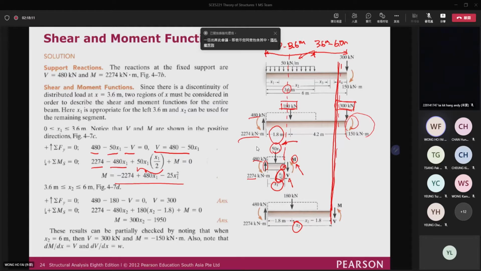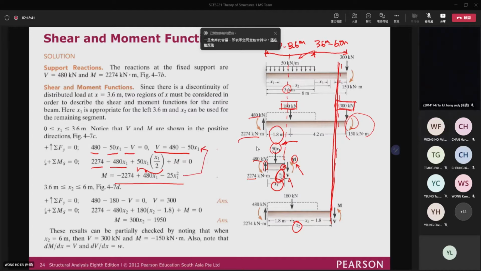It is equal to negative 2274 plus 480 x1 and then minus 25 x1 squared. Then to check the validity of the bending moment function and then the shear function, you just differentiate the moment function. By differentiating the moment function, you can get the shear function exactly the same. When you have your differentiation, it is the same.